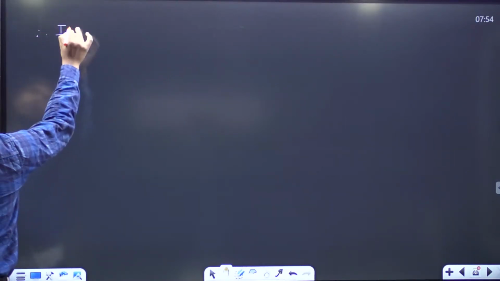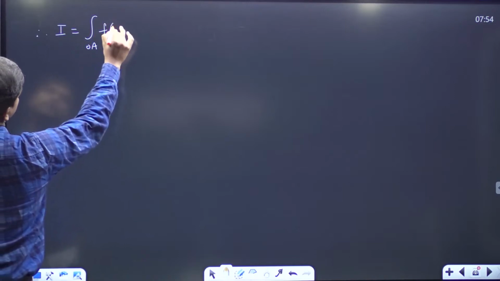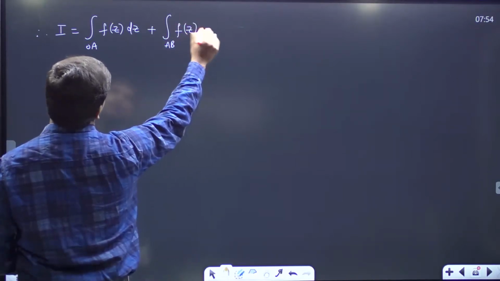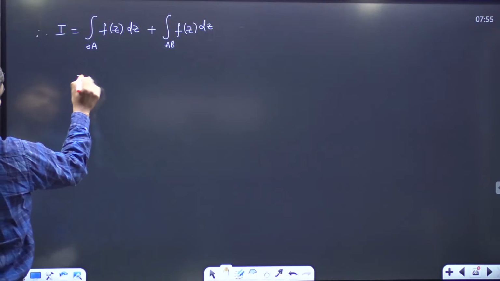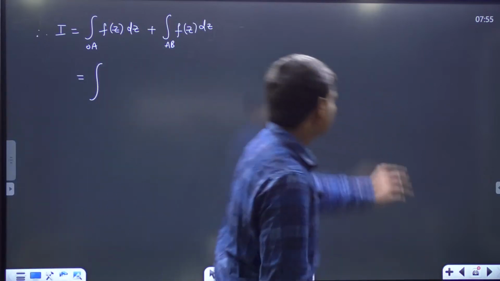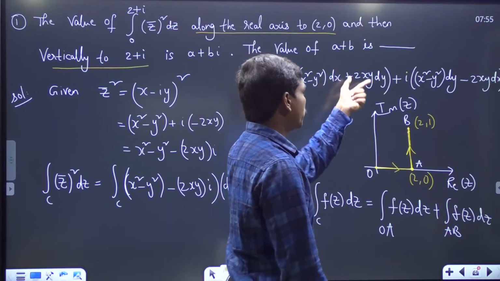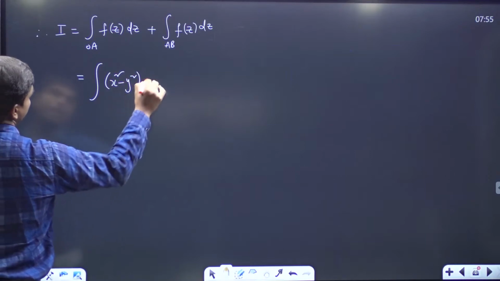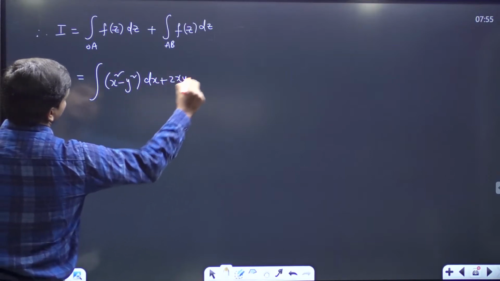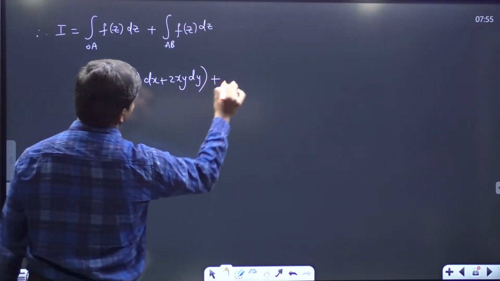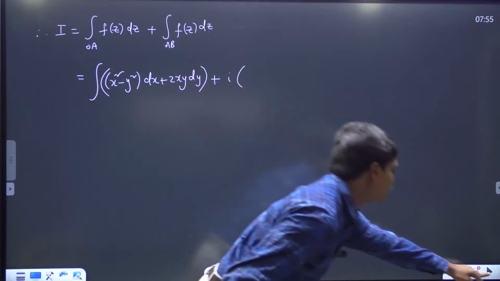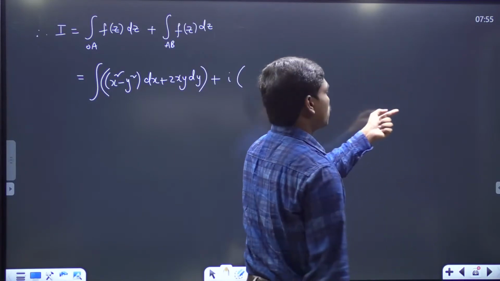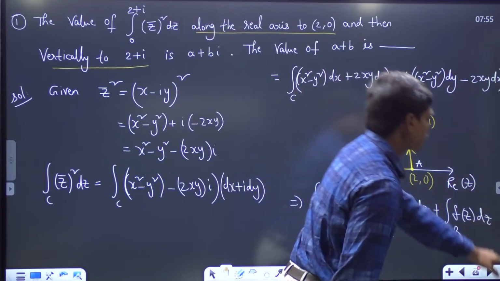Therefore, I is equal to integration along path OA of f of z dz plus integration along path AB of f of z dz. So now let us see the function that we have. Integration, see, x square minus y square dx plus 2xy dy. So let us write that x square minus y square dx plus 2xy dy. So this is the function, plus i into, see, what do we have here? x square minus y square dy minus 2xy dx.